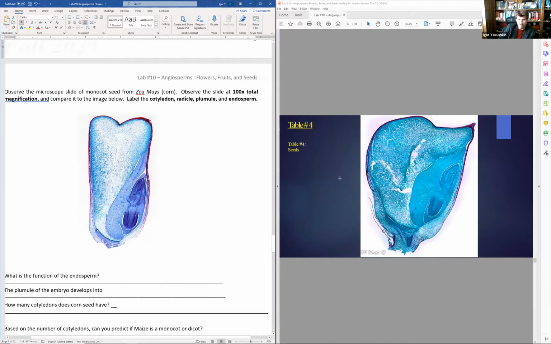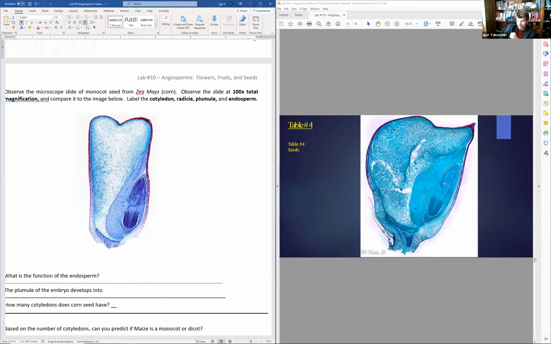Now, radicle and plumule. Radicle, remember, is the root part. Plumule is the leafy part. Does it have the stem? Remember, think about the grass. Grass does not really have much of the stem. So that's why we're not talking about hypocotyl.